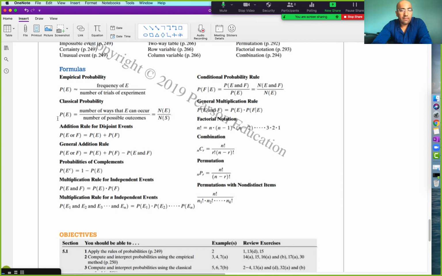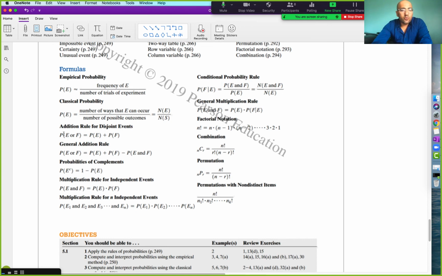I want complete mathematical sentences. So probability of event, and then some sort of a fraction if it's a classical probability or an empirical probability. Remember this notation, capital N of, means the number of outcomes in this event. Good, good, good.